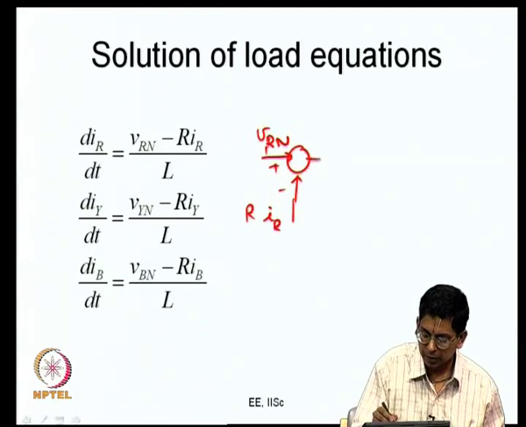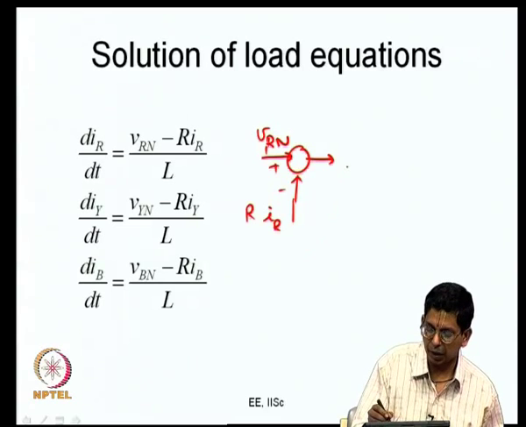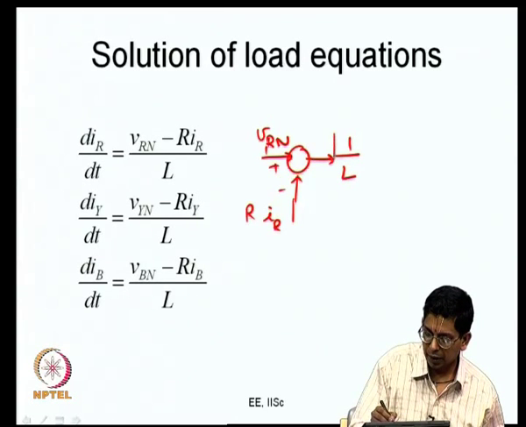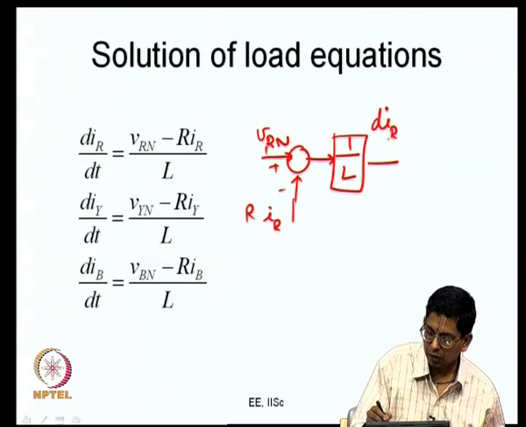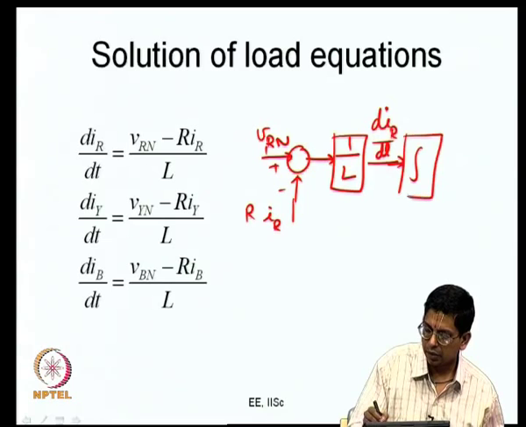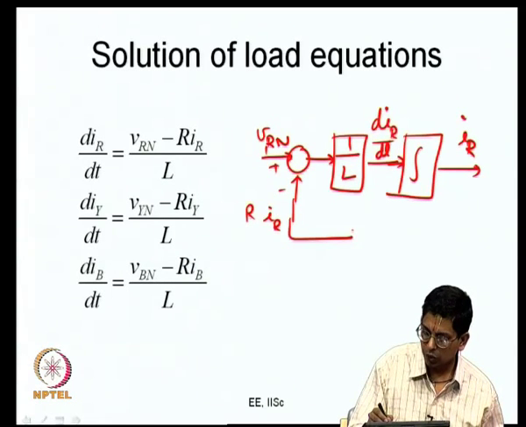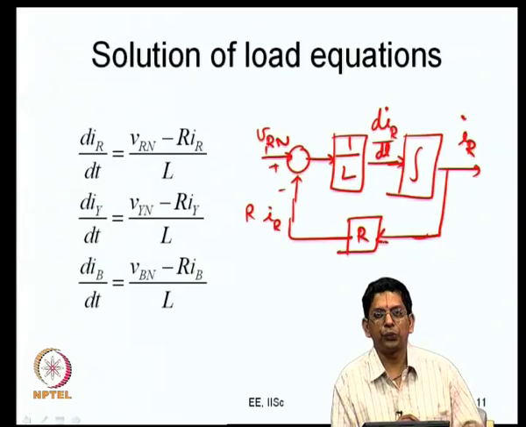You subtract, and that will give you L dIR by dt. You divide it by L, you get dIR by dt, and you integrate that. This will give you IR. You can multiply this by R. So, this is how you do that.